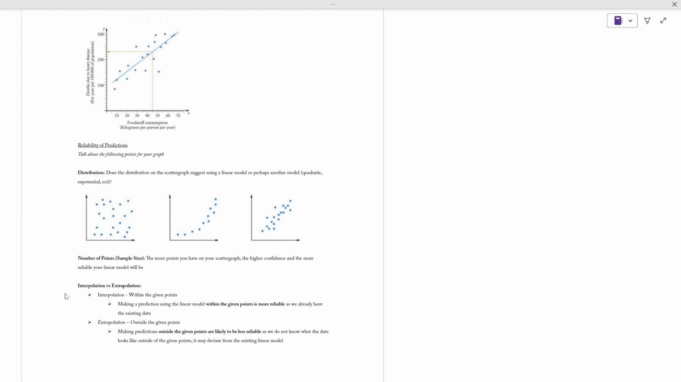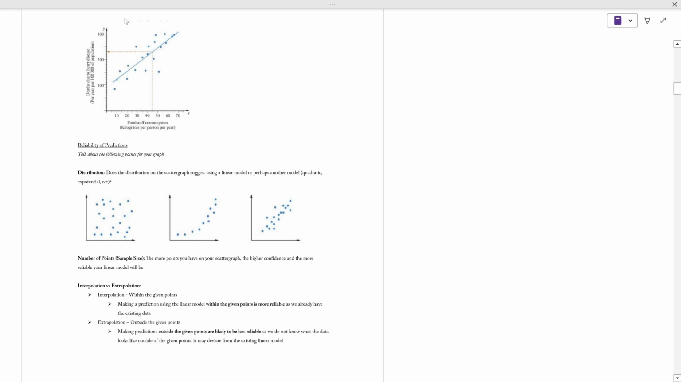The last one is actually really important: interpolation versus extrapolation. This might be the first time you are coming across these two terms, but you'll pick it up real quick and start weaving it into your answers easily to get some marks. Interpolation is basically data points that are within the given data set, somewhere here. Making a projection using the linear model within the given points is more reliable as we already have the existing data.